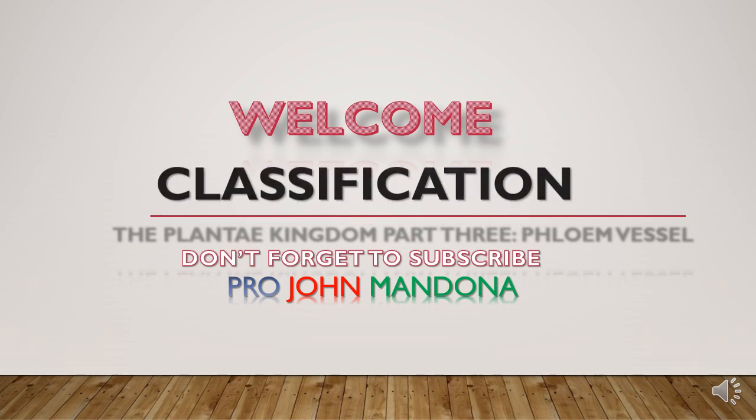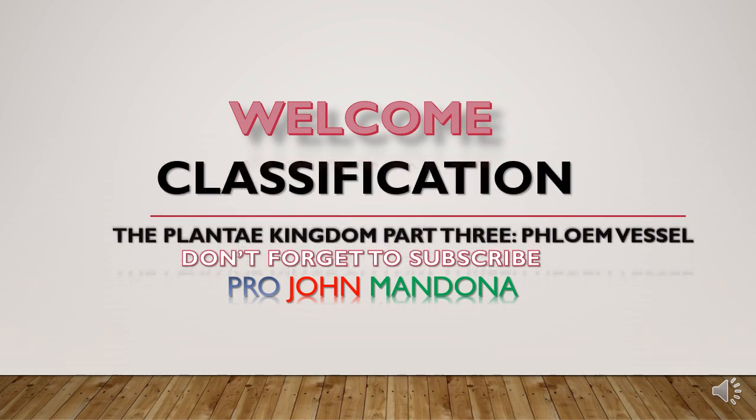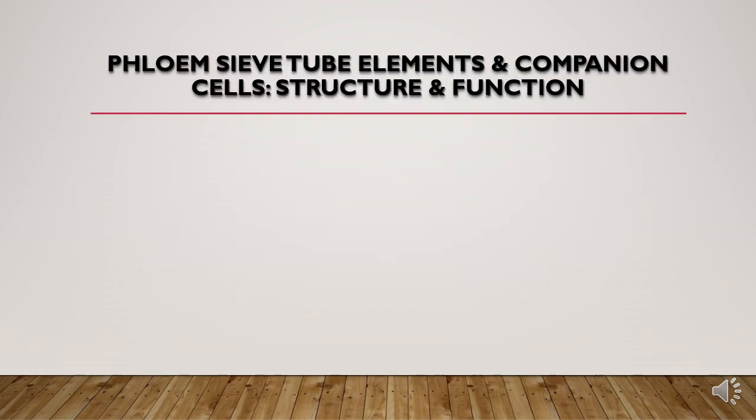So under the topic of classification in biology, we are going to continue with the Plantae Kingdom part 3, and today we're going to discuss the phloem vessel. I will be quick because we only have less than 15 minutes to learn. Under the phloem vessel, we need to know that it consists of the phloem sieve tube elements and the companion cells. Let us discuss the structure of these phloem sieve tubes and the companion cells. We also need to discuss their functions.